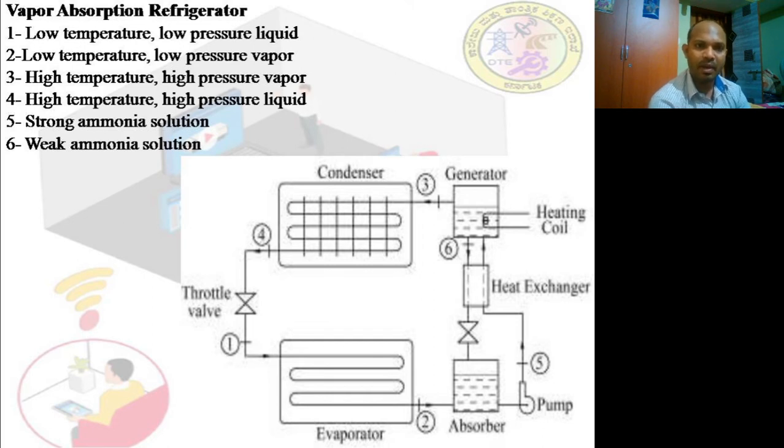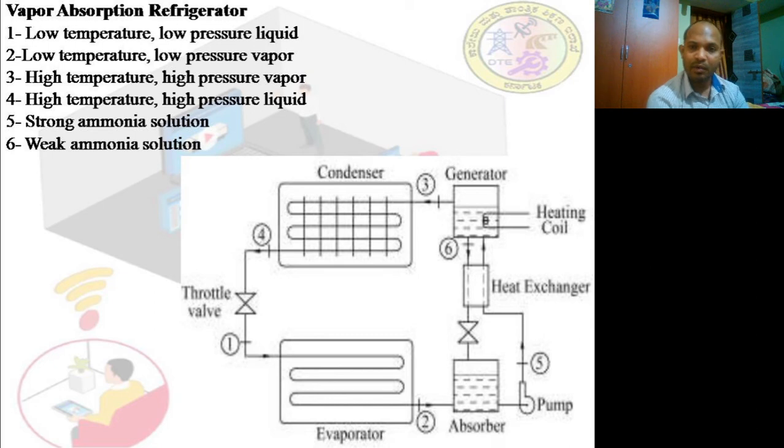At position 1, low temperature, low pressure ammonia will enter into the evaporator coil as usual. It absorbs the heat from the refrigerated place and it becomes a vapor. So at position 2, low temperature, low pressure vapor will come out and then it will be mixed in an absorber. In the absorber, what happens? The ammonia will be mixed with water. Is it clear? It will be mixed with the water.